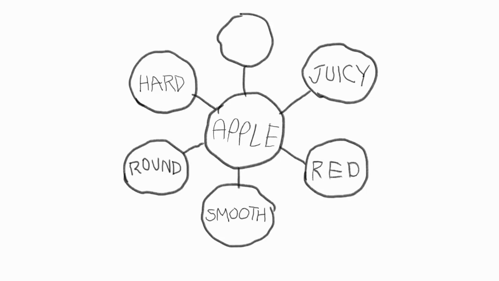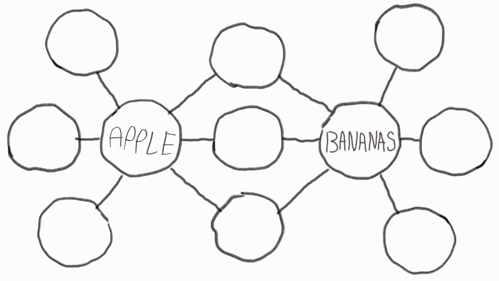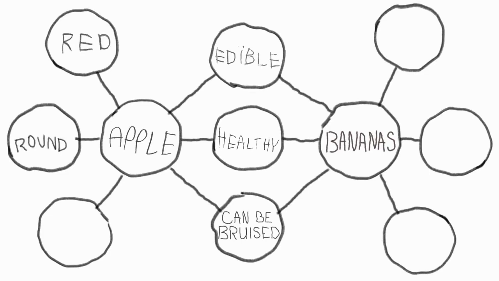How does an apple compare to another fruit such as a banana? So this is the thinking process of comparison and contrast. Well, both can be eaten, they're healthy for you, they can be bruised, but an apple is red, it's round, whereas a banana is yellow, long, and has a heavy peel.